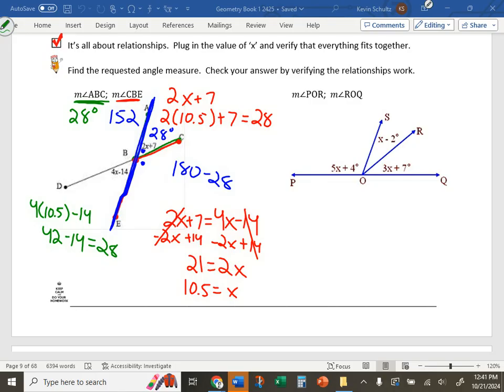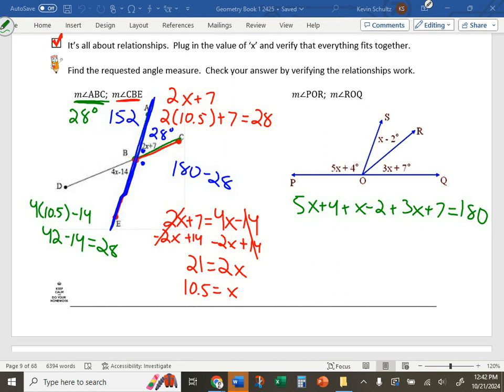5x plus 4 plus x minus 2 plus 3x plus 7 equals 180. Yeah. The three measures of the angles all have to add up to equal 180 degrees because the three of them make a line.